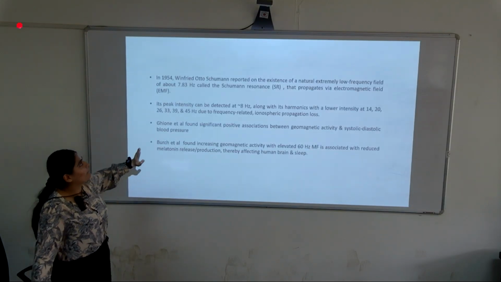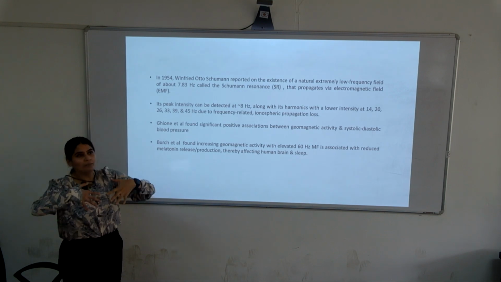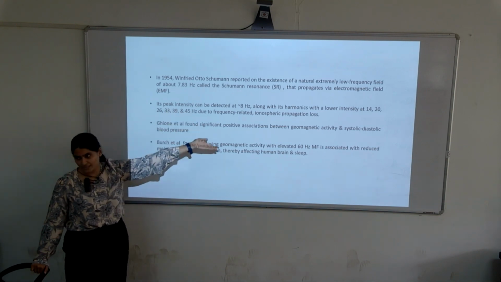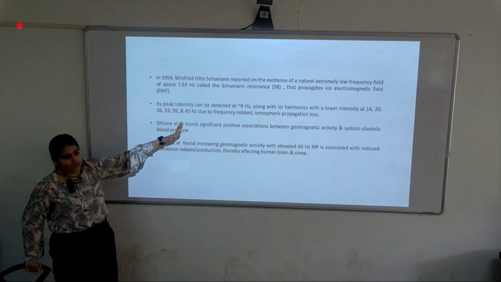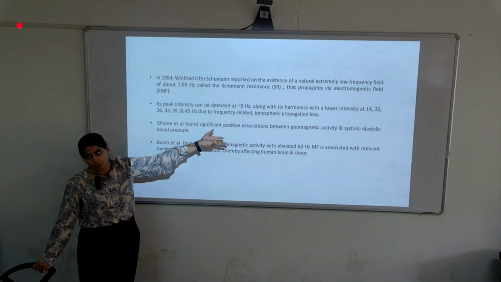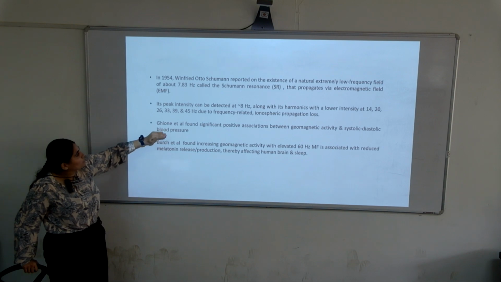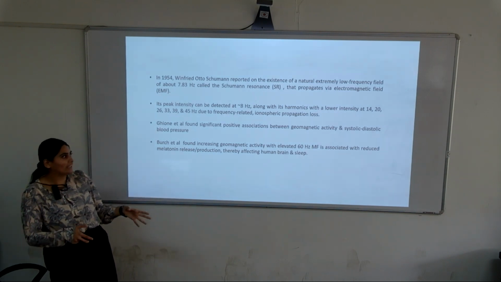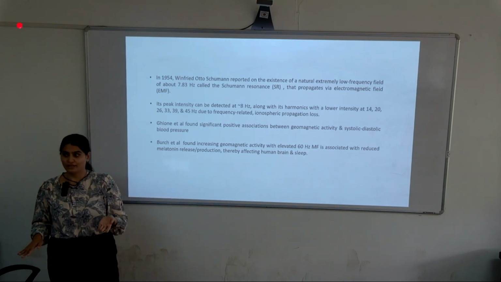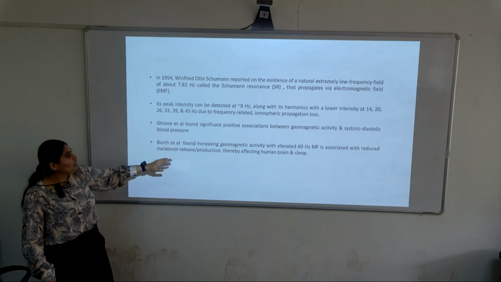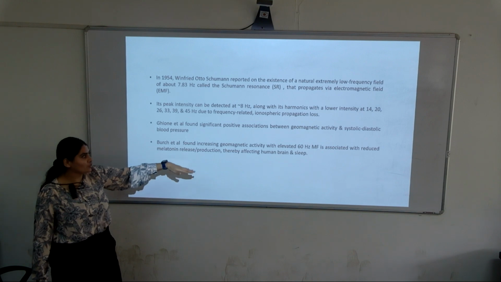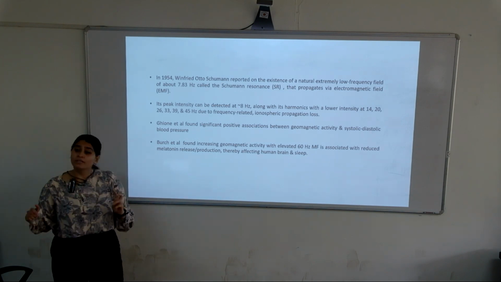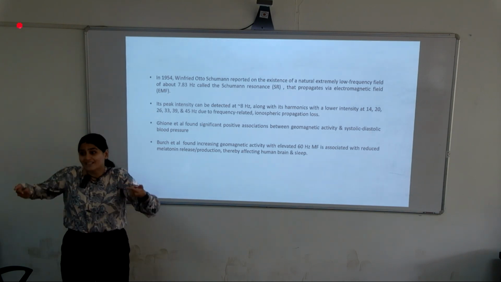So what they did is they accumulated evidence from throughout. First is Schumann, who reported Schumann resonance and said that these are the peaks related to the ionospheric propagation. Then Guionen and others also found a significant positive association between geomagnetic activity and systolic and diastolic blood pressure, which is really fascinating. And Birch and others also found an increasing geomagnetic activity with elevated 60 hertz magnetic frequency, which actually decreases the melatonin proportion, which tends to cause insomnia.